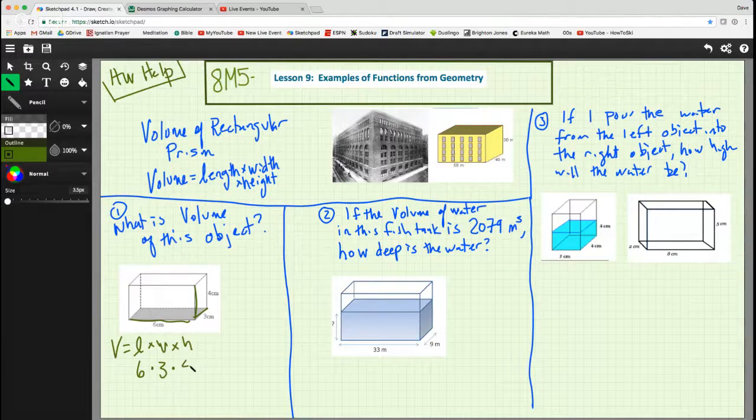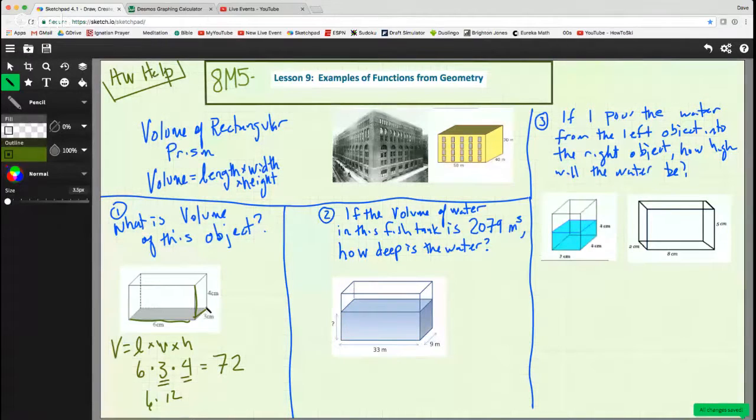And the height we'll call 4. And we'll come up with our answer. And we're going to be using some calculators today if you want. Feel free. And the answer here is 72. You can do it in your head. 3 times 4 is 12. 6 times 12 is 72. I can do that one in my head. Some of these I'm not going to be able to do in my head. And it's okay to use calculators today.